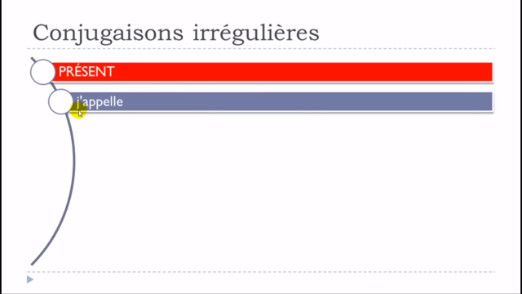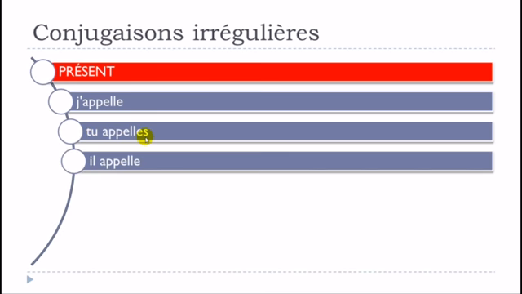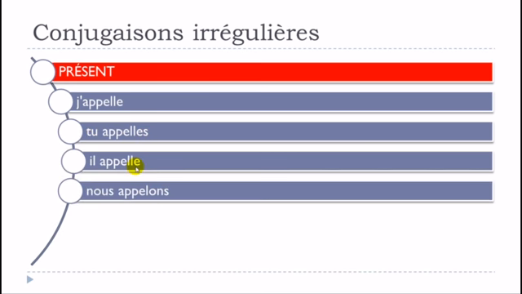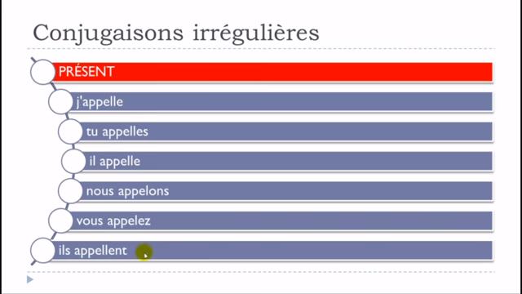So it will go like j'appelle, tu appelles, il appelle, nous appelons, vous appelez, ils appellent. Okay, so if you look carefully, you can see that the je, tu, il, and then the ils plural form are concerned, because you can see that we will double the l. Okay, you will have to put another one.